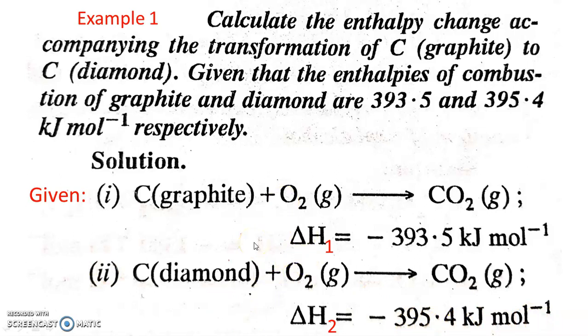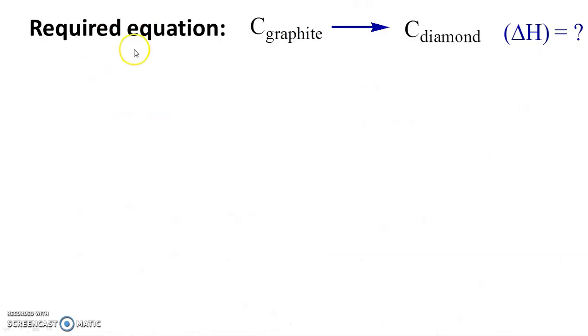Now at the time of solving problem on Hess's law of constant heat summation, follow the four steps. Step 1 is the required equation. Then next is operation, tally and calculation. So first is required equation. Now what is asked? Find out the enthalpy change for conversion of carbon graphite to carbon diamond. So this is asked. So this is the required equation. Carbon graphite gives carbon diamond.